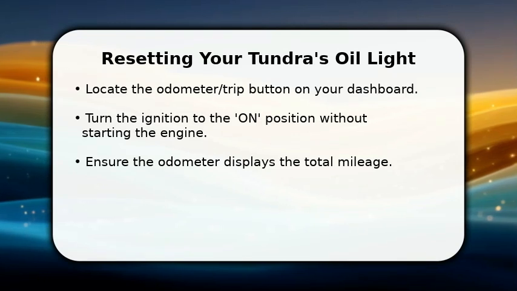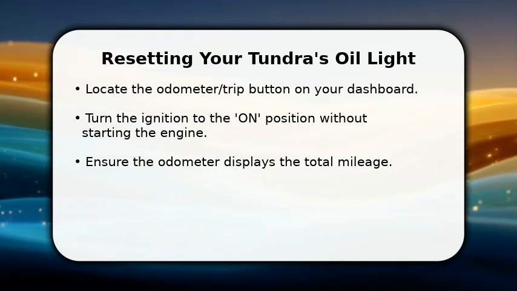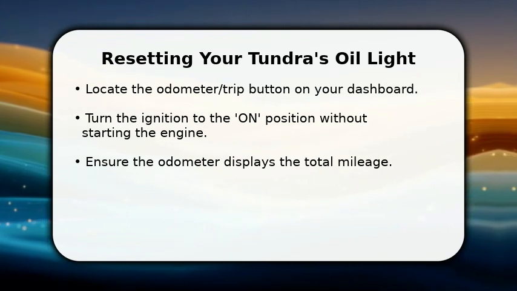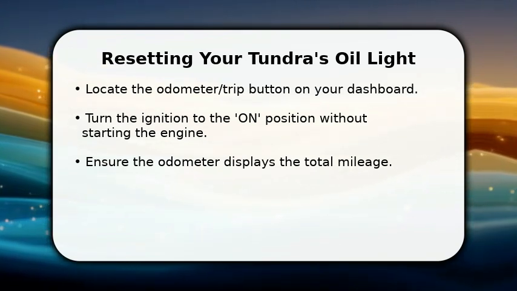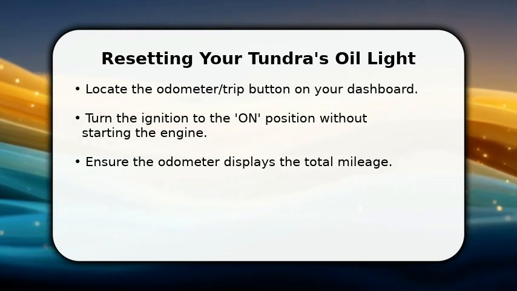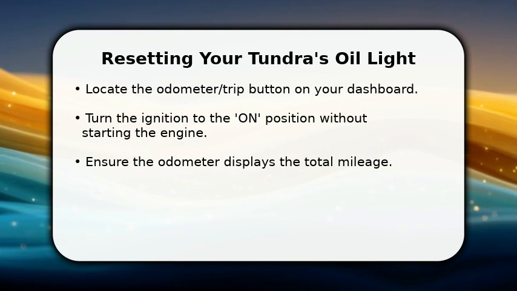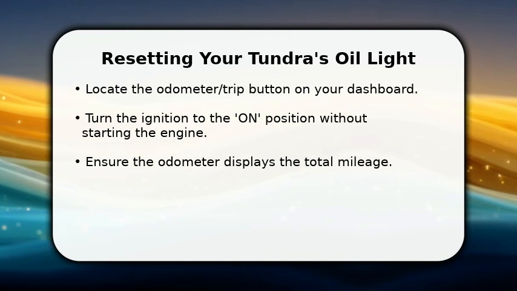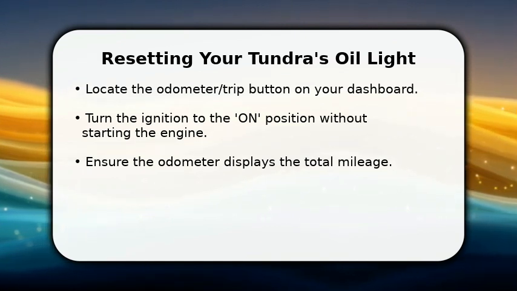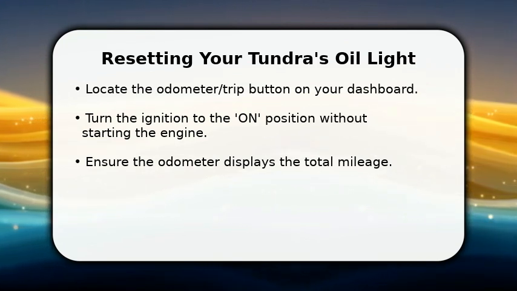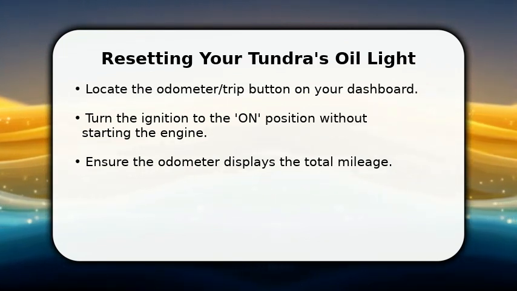Enjoy the video. In this video, I will explain how to reset your Toyota Tundra's oil change reminder. First, locate the odometer or trip button on your dashboard. Next, turn your ignition to the on position, but do not start the engine. Make sure your odometer is displaying the total mileage, not a trip meter. This initial step is crucial for accessing the reset function correctly and efficiently, ensuring a smooth process.